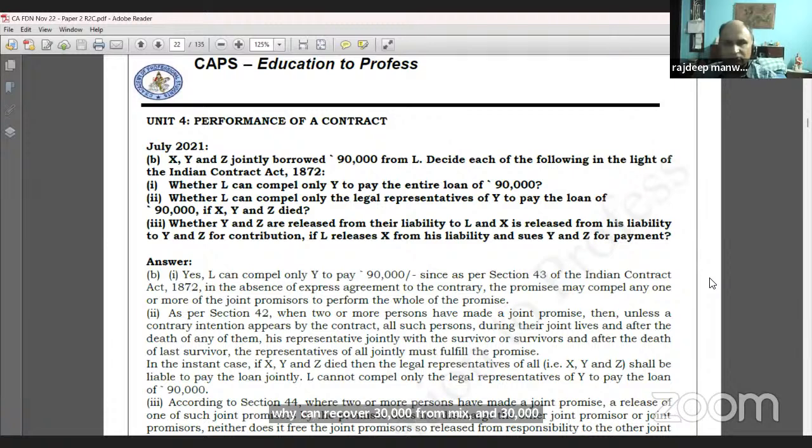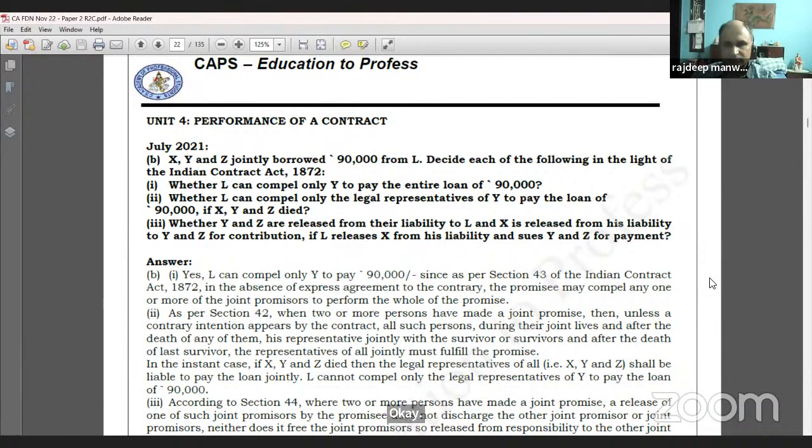Whether L can compel only the legal representatives of Y to pay the loan of 90,000 if X, Y, and Z died. Yes, of course. You can compel their legal representatives. Correct or no? If all of them die, then the legal representatives have to discharge the liability.